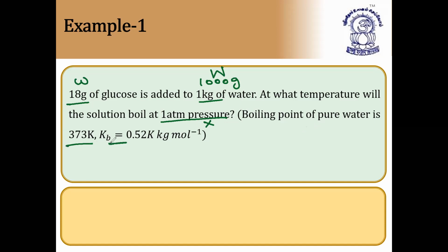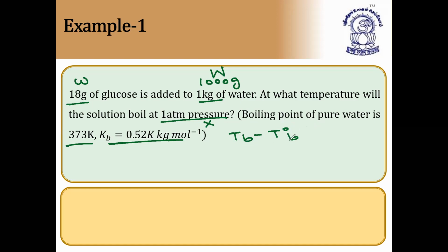And Kb value for water is 0.52 Kelvin kg per mole. Now, what are you supposed to find? We are supposed to find what happens to the boiling point of the solution after adding glucose. That is TB you have to find, because TB naught we know, but TB we don't have, right? So first find delta TB, then afterwards you can find TB.